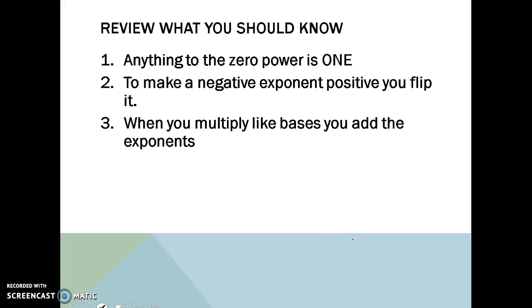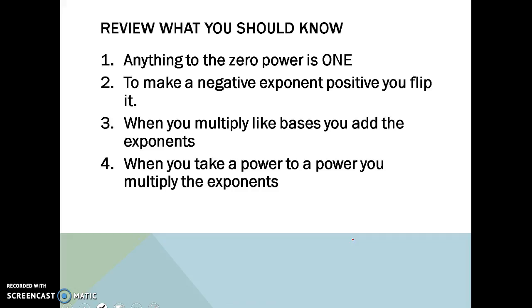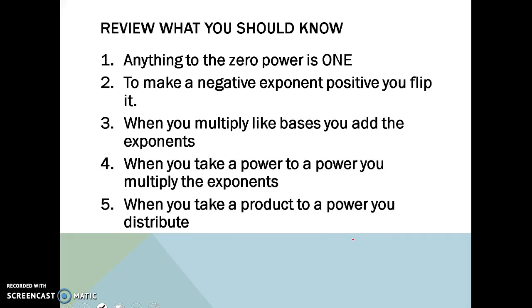When you multiply like bases, you add the exponents. When you take a power to a power, you multiply the exponents. And if you have a whole product that you take to a power, it's kind of like you have to distribute the exponent throughout the parentheses. So that is what we should know right now for our quiz, which is coming up.